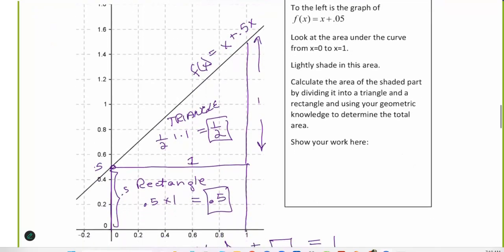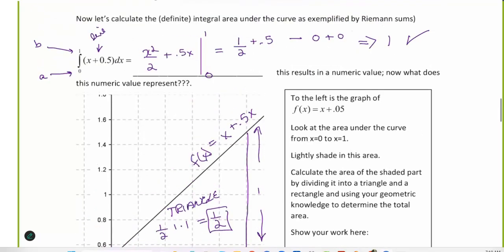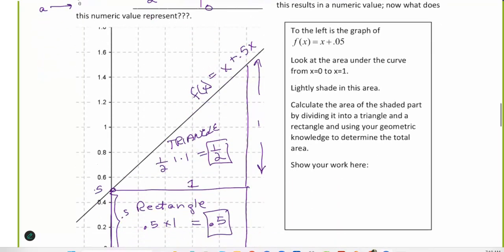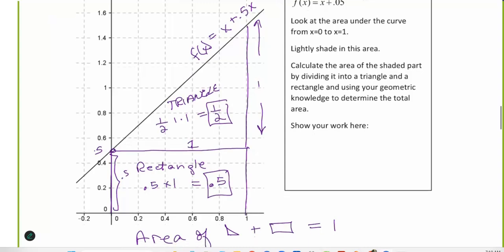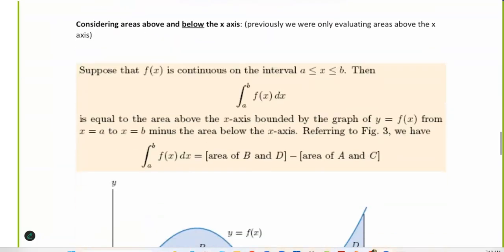So this would have been a Riemann sum approach down here in the graph, and this is an integration approach using the formula. But either way, I'm going to get the exact same answer. Okay, so that's the connection with Riemann sums. Okay, so let's keep going.